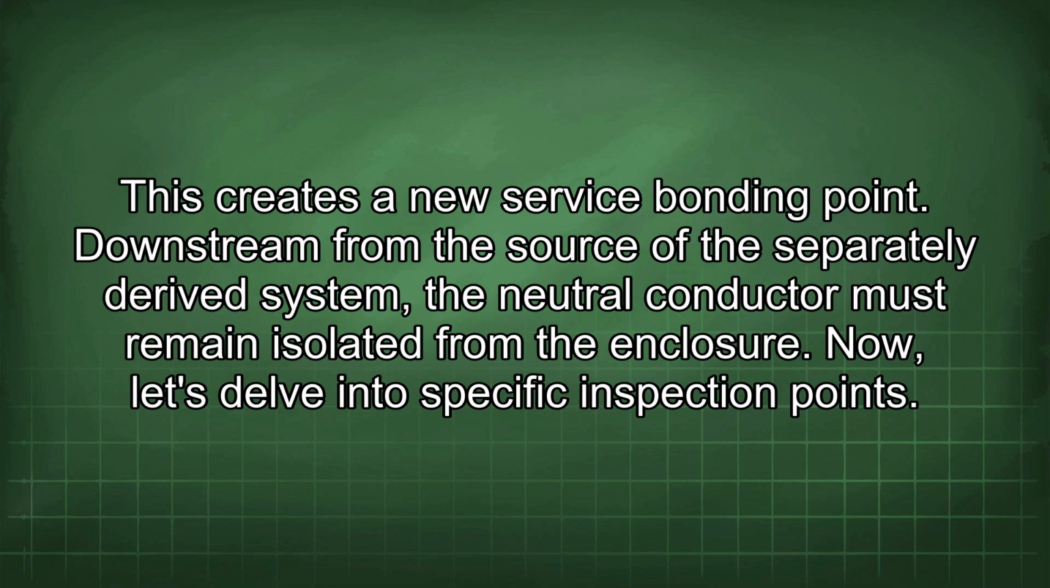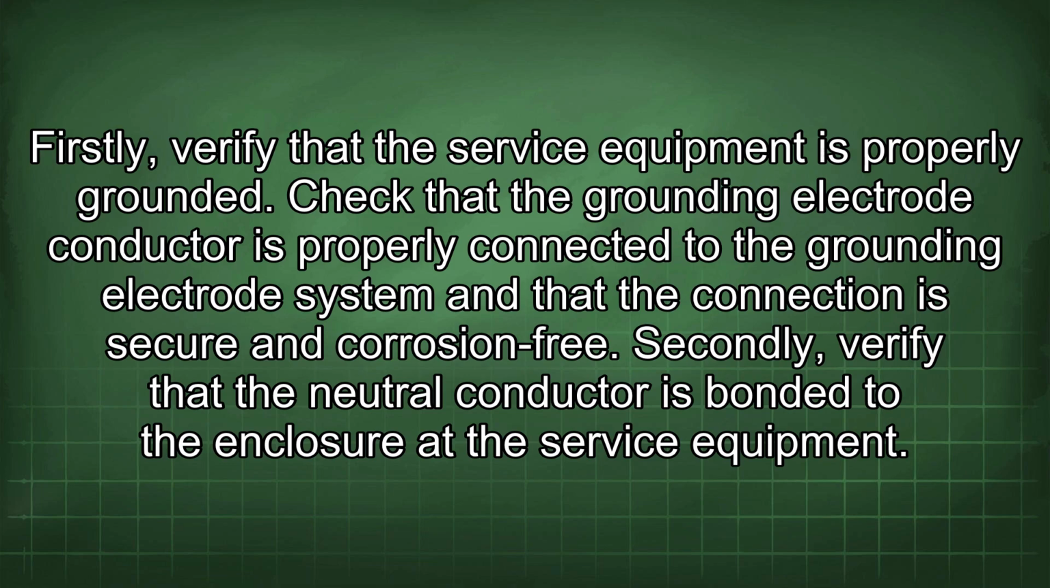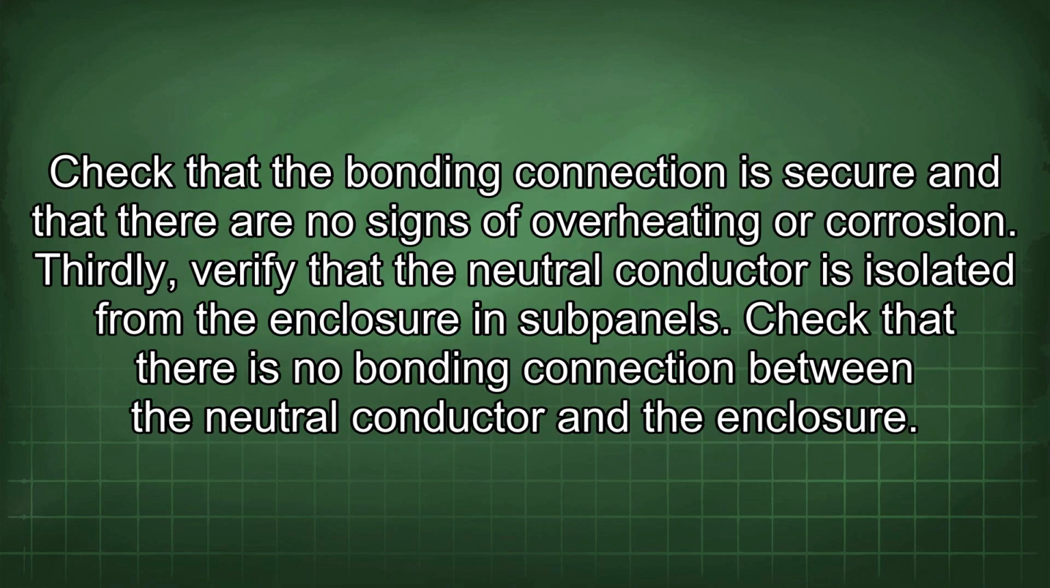Now let's delve into specific inspection points. Firstly, verify that the service equipment is properly grounded. Check that the grounding electrode conductor is properly connected to the grounding electrode system and that the connection is secure and corrosion-free. Secondly, verify that the neutral conductor is bonded to the enclosure at the service equipment. Check that the bonding connection is secure and that there are no signs of overheating or corrosion.